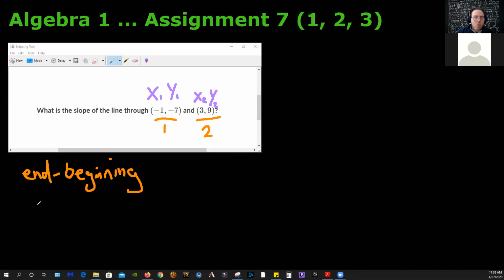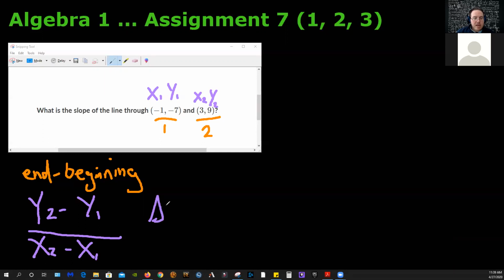We're always going to do y2 minus y1 over x2 minus x1. That is the change in y over the change in x. That's the slope. It's the rate of change. Okay, so very simply, we're going to plug these values into the formula.